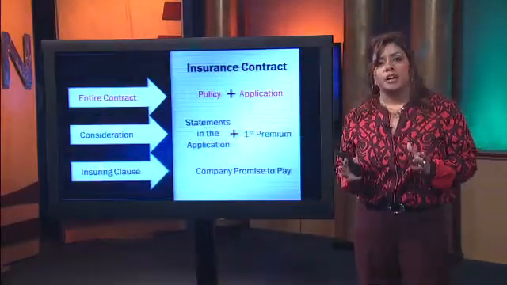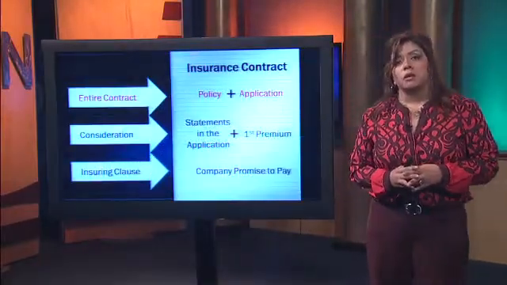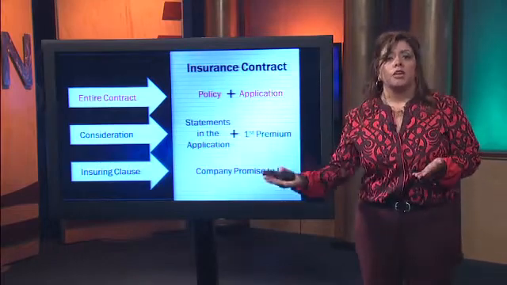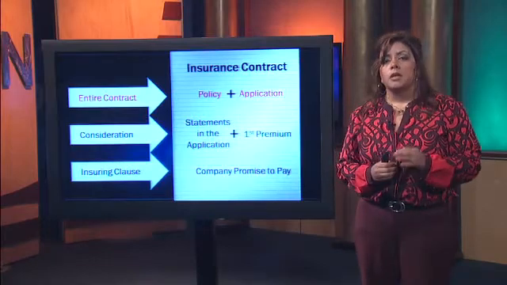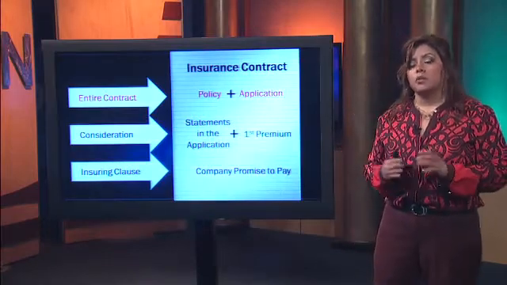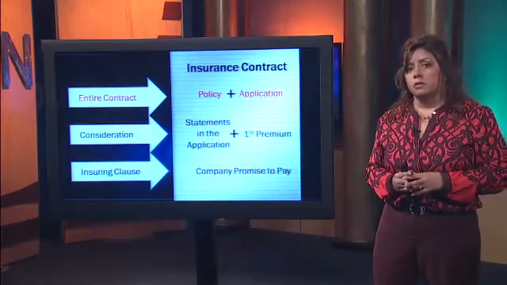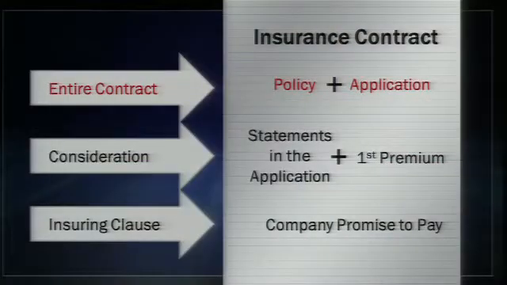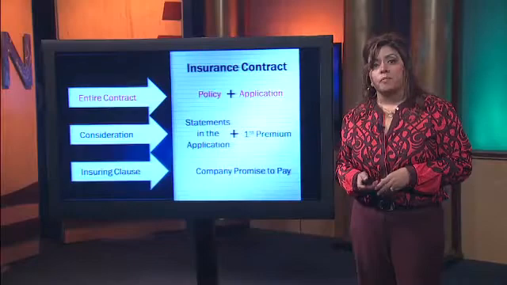Now, what does an actual contract contain? Well, the contract is simply an agreement between the policy owner and the insurance company. Now, being that the contract itself is one of the most important components of this agreement, the actual policy, along with a copy of the application, make up the entire contract.